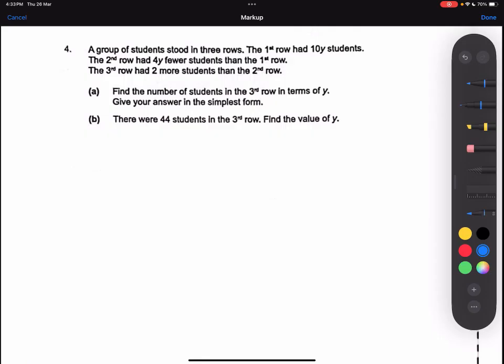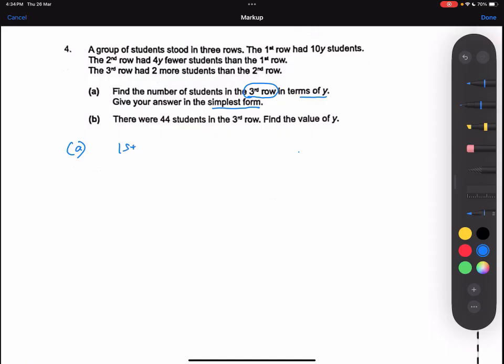The second row had 4Y fewer students than the first row. The third row had 2 more students than the second row. Find the number of students in the third row in terms of Y. Give your answer in the simplest form. Now, let's work on part A.